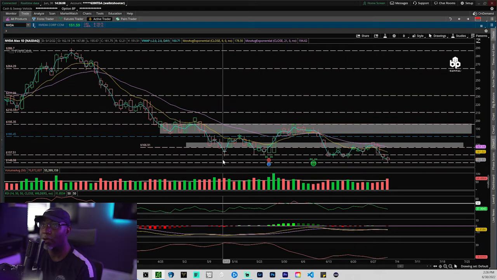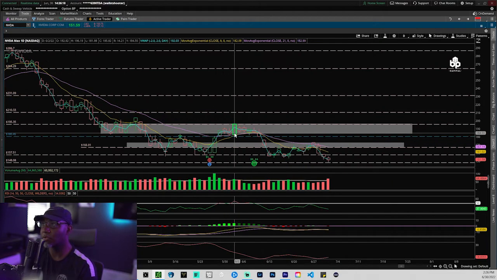So yeah, when you're plotting your support and resistance, make sure you look for those zones, plot those out so you know what's going on in that area as well.